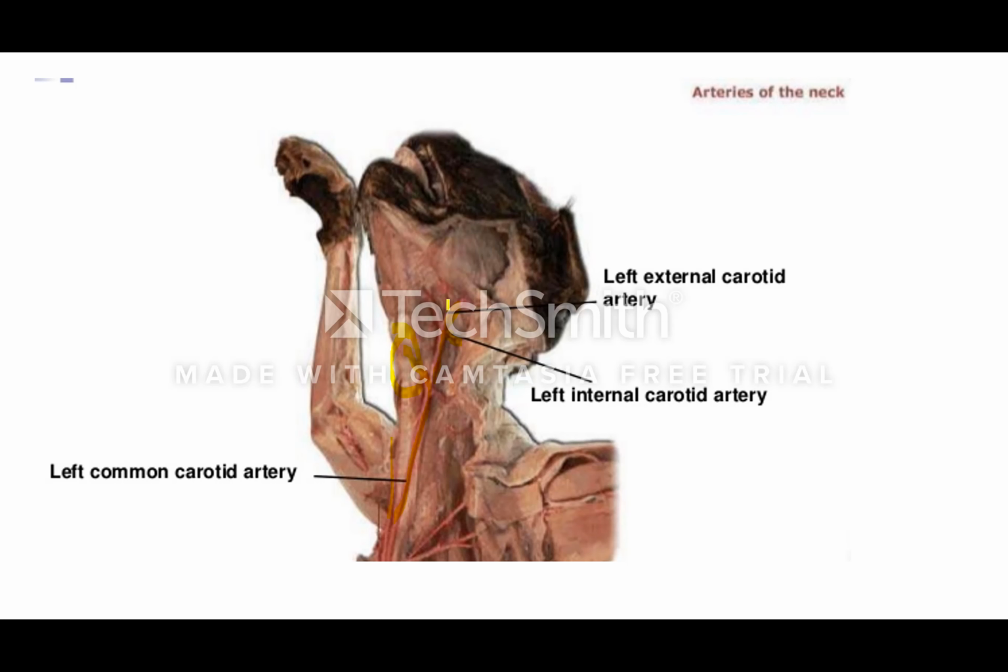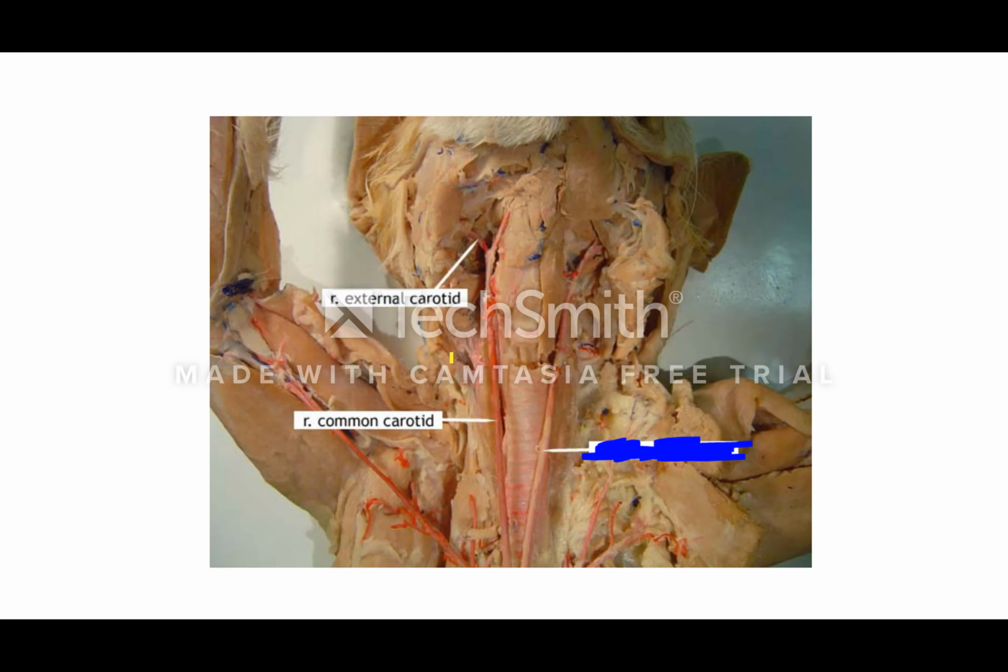And then you can see it branching to the lingual artery. And then here's a little piece that's coming up. They didn't dissect it all the way, but that would be the maxillary artery. Here again is an example of the right common carotid, left common carotid on this side. And we can see it starting to branch into the right external carotid artery there.